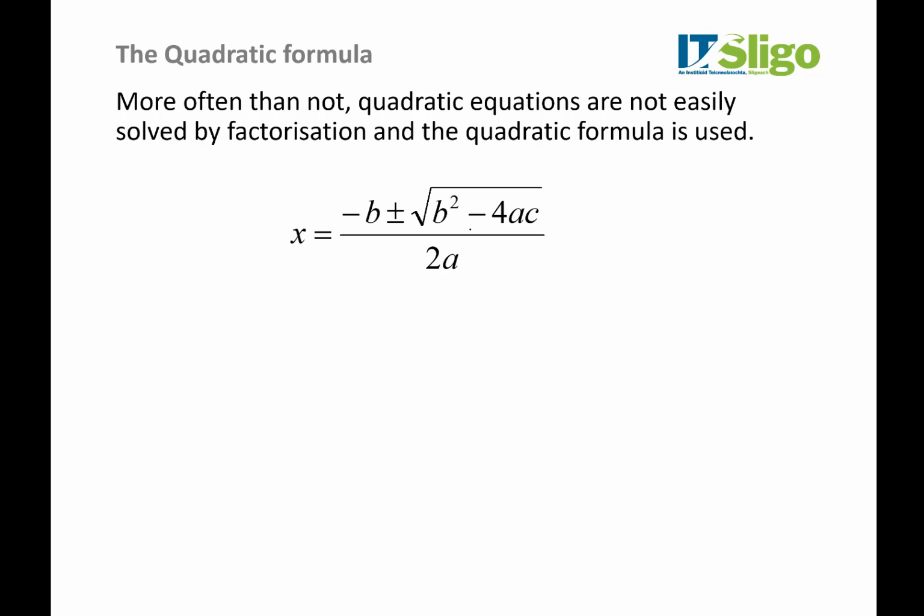So approach with caution. The most important thing, guys, is to get your labeling right. Remember what I said at the beginning of lecture 5. A belongs to the quadratic term. B belongs to the x term, and C is the constant. It doesn't matter what order things are written in, guys.